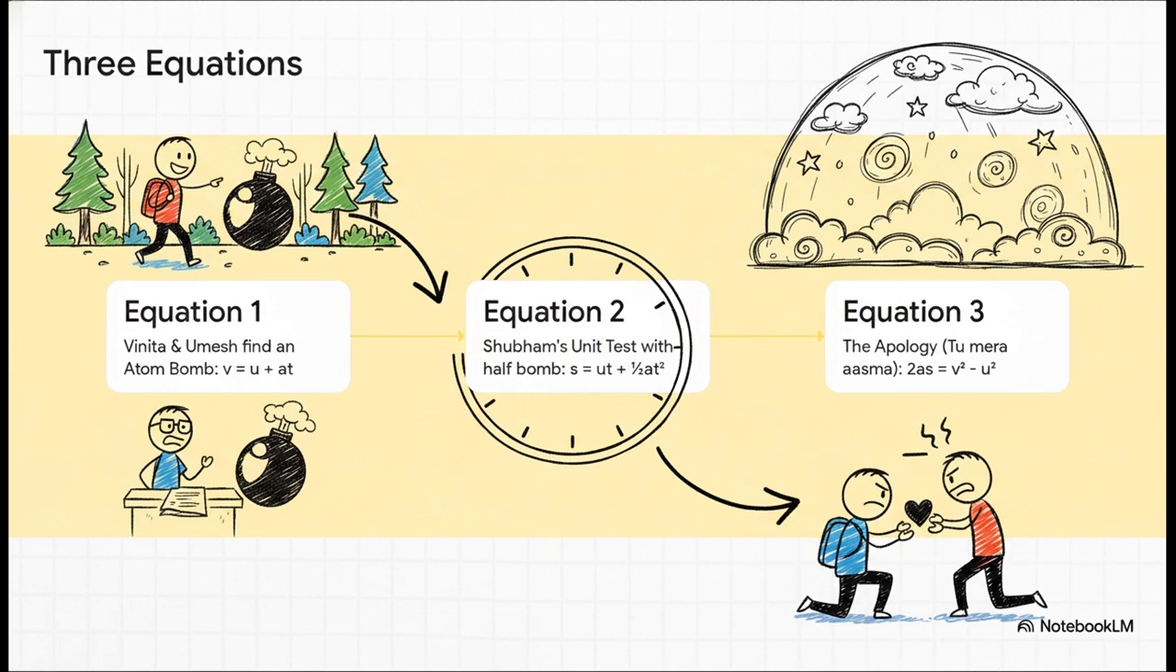Finally, Vinita and Umesh get into a massive fight over this bomb, but Umesh resolves it by apologizing. He tells her, "Tu mera asma," which basically translates to "you are my sky." Now, "tu mera asma" gives us 2as, and the fight, which is represented by the minus sign, gives us v squared minus u squared. It is a completely wacky story, I know, but I guarantee you, you are not going to forget those 3 equations now.